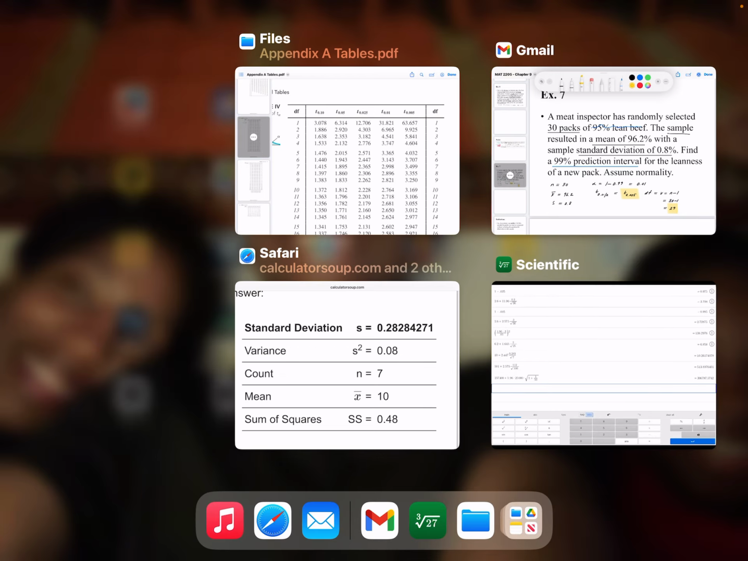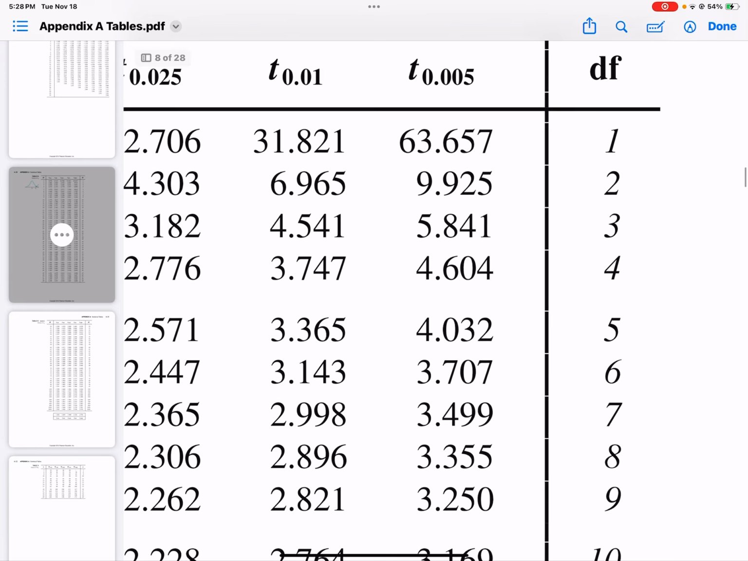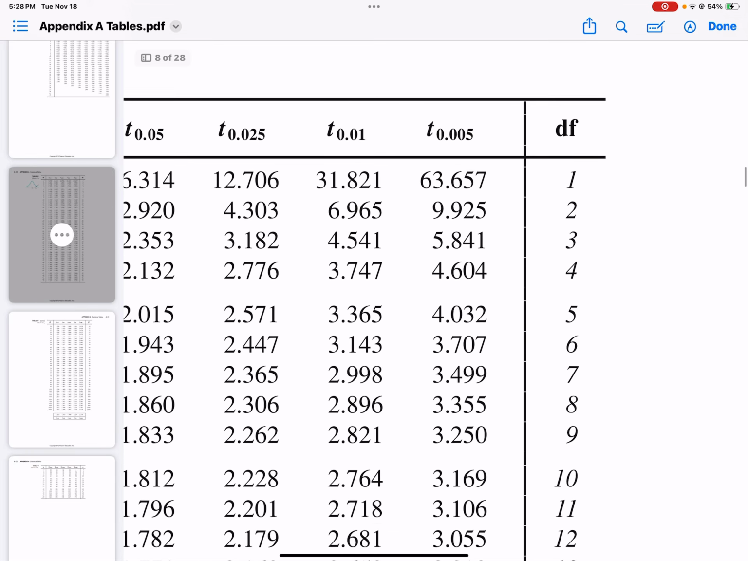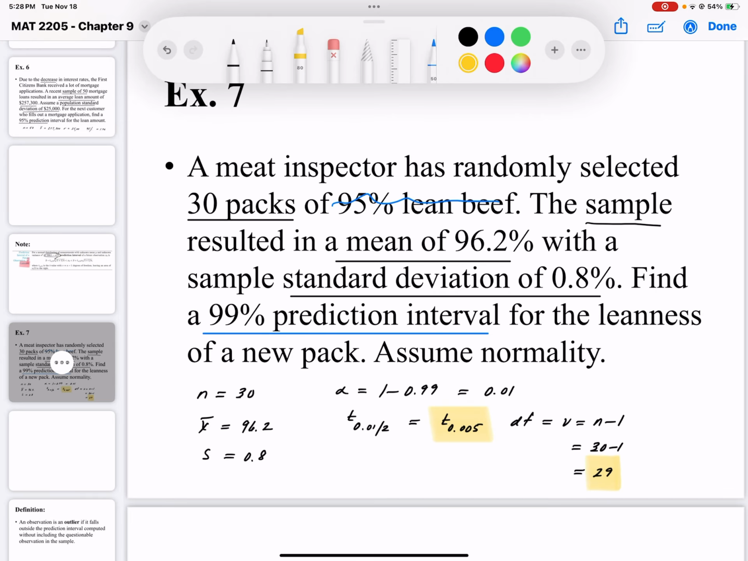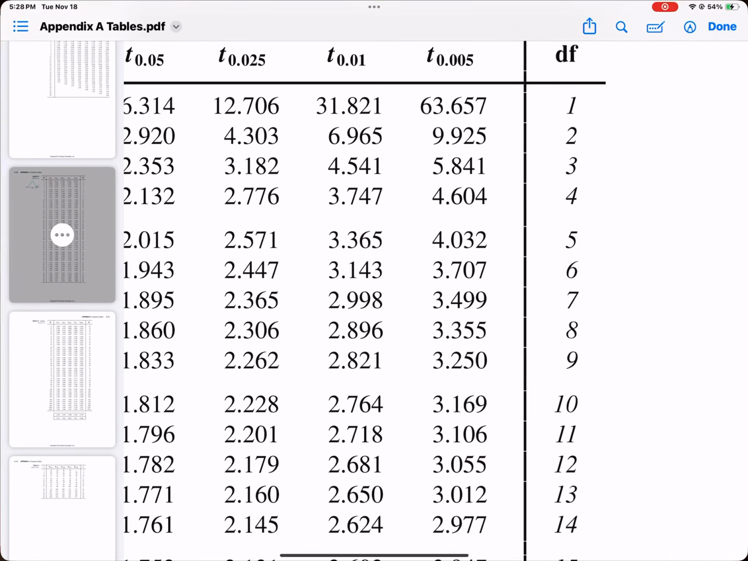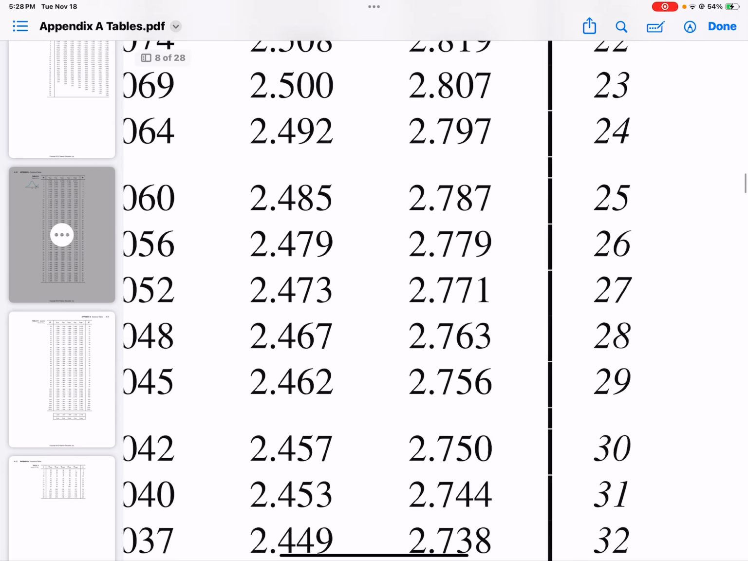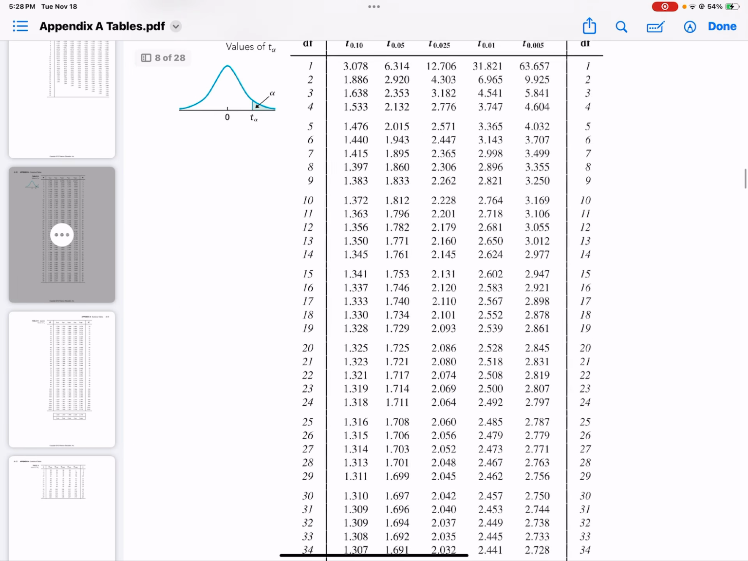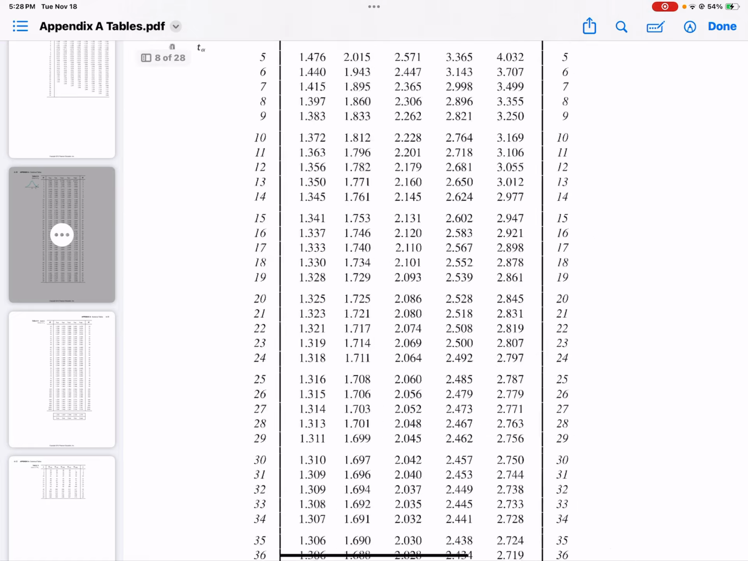Okay, let's find it. This time we're at t sub 0.005. Let me double check. Yes, 0.005, degrees of freedom 29. Do you see it right there? 2.756. T sub 0.005 with 29 degrees of freedom, right there, 2.756.